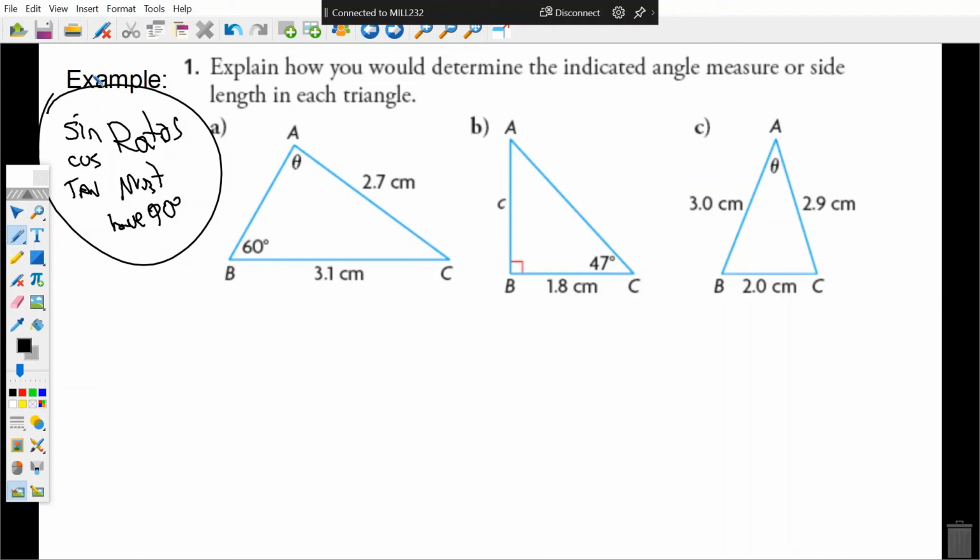So, do I have a 90-degree angle in the first one? No. So now I look for, do I have an angle side pair? Yes, I do, right here. So I could use that to find the missing angle. So how I could solve this with the sine law, okay, or the law of sine, whatever.